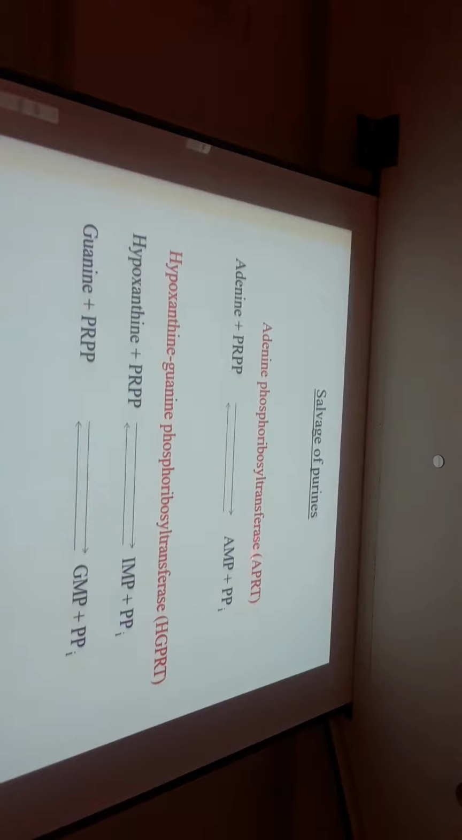So there are two enzymes that can form the appropriate nucleotides. Adenine phosphoribosyl transferase can form AMP by just linking adenine to a phosphorylated ribose, utilizing PRPP, phosphoribosyl pyrophosphate, as a substrate. And then this enzyme here, hypoxanthine guanine phosphoribosyl transferase, can either utilize hypoxanthine. Remember, that was an intermediate in the synthesis of AMP and GMP, or guanine to form inosinate or GMP respectively.